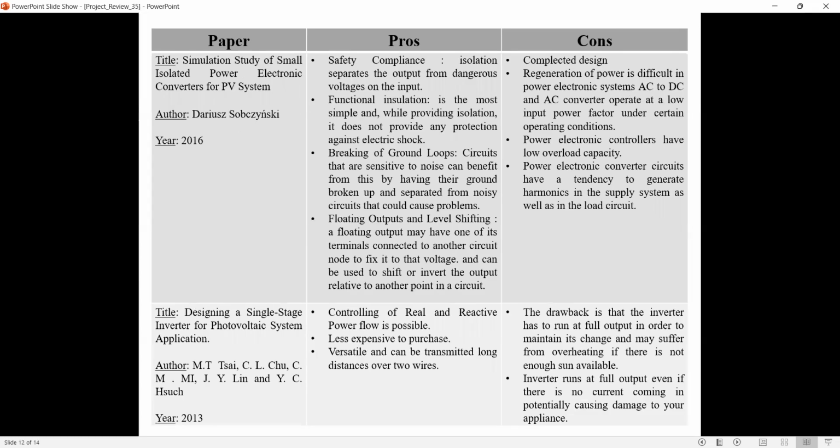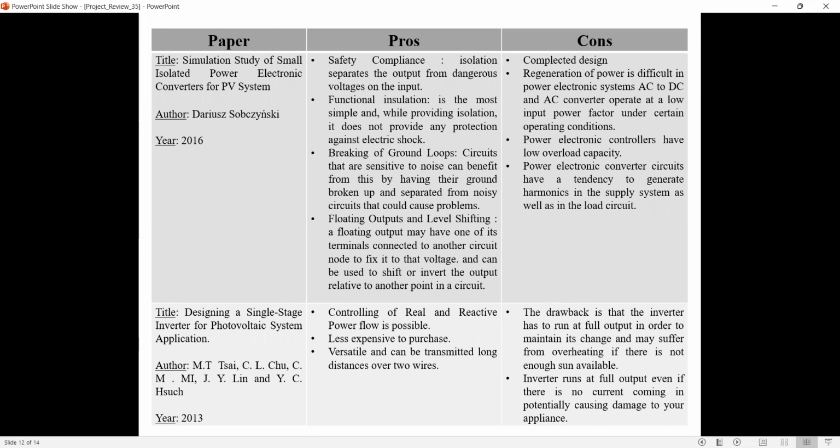Coming to the next paper, simulation study of small isolated power electronics converter for PV system, which is published in 2016. The advantages of this paper is, first we'll go through the safety compliance. Isolation separates output from dangerous voltage on the input. Functional isolation is the simplest, and while providing isolation, it does not provide any protection against electric shock. Break of ground loop: circuits that are sensitive to noise can benefit from this by having their ground broken up and separate from noisy circuits that could cause problems.